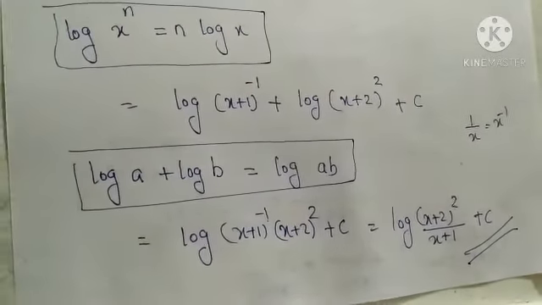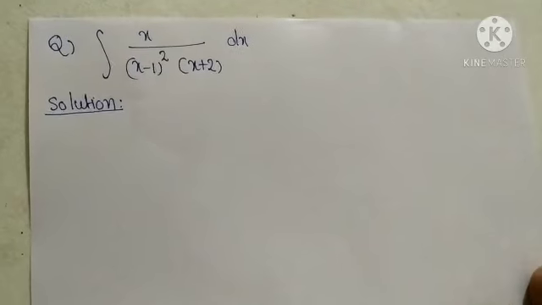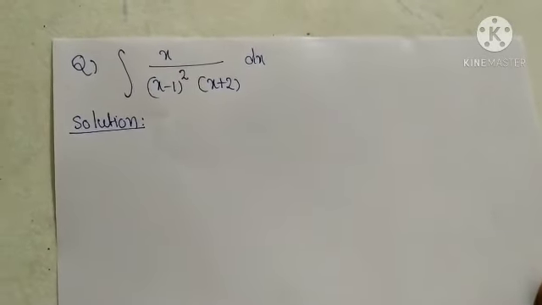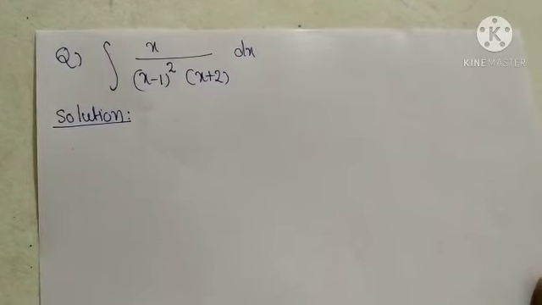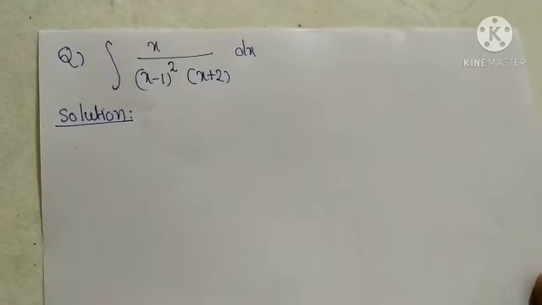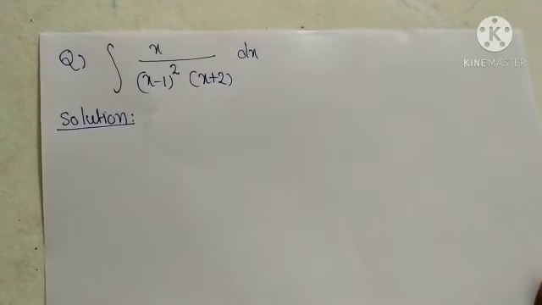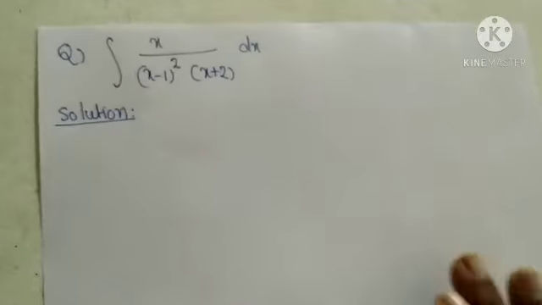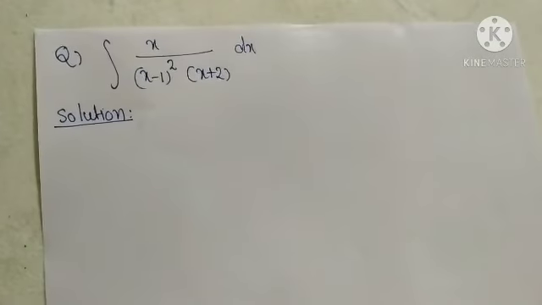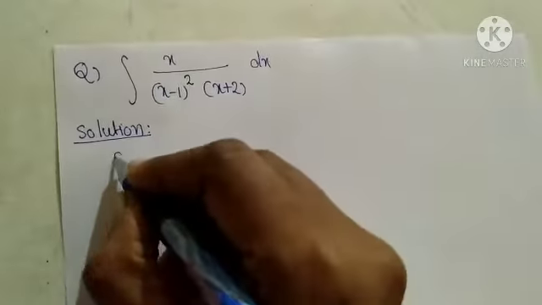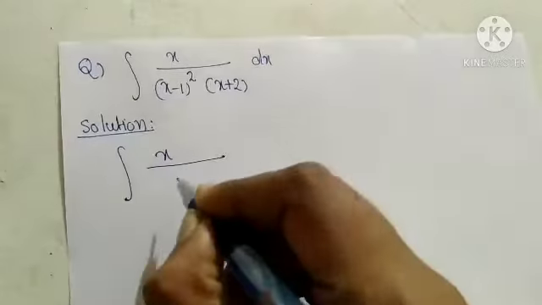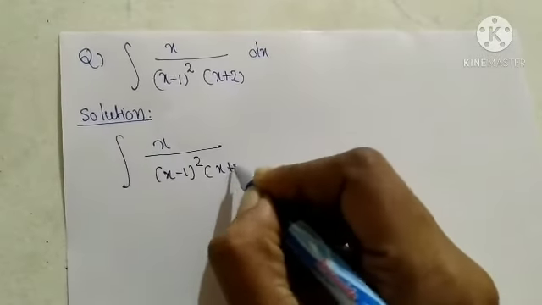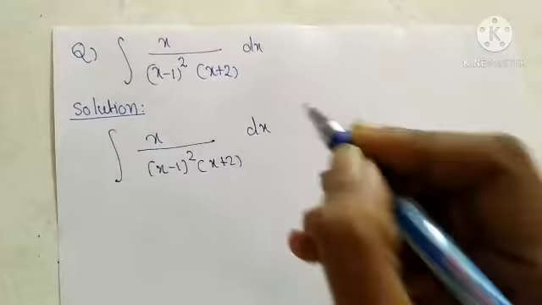Okay, I hope you understood this question. And this is our second question. We need to find out the value of integral x divided by x minus 1 the whole square into x plus 2 dx. Okay, so let's start the solution of this question. Here, given that integral x divided by x minus 1 the whole square into x plus 2 dx.